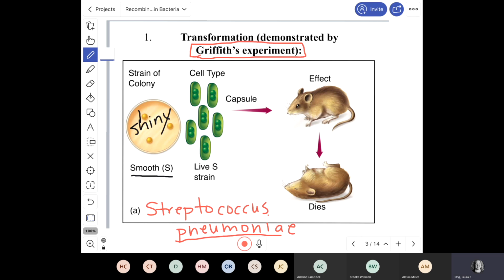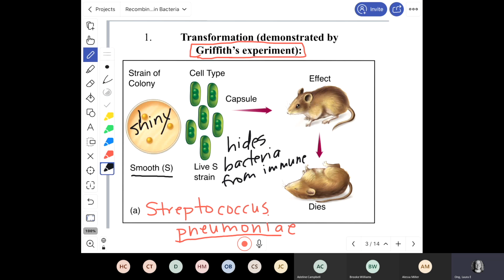The capsule also, we know now, hides the bacteria from the immune system. It covers up all identifiers on the surface of the bacteria so that our immune system cannot even tell that it's there.